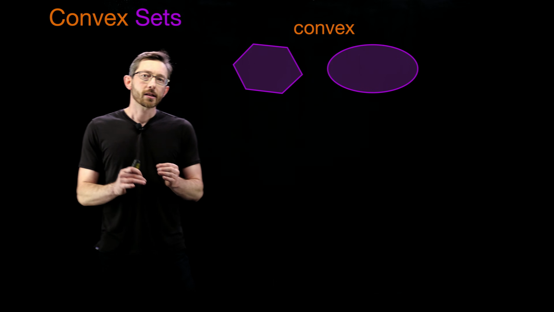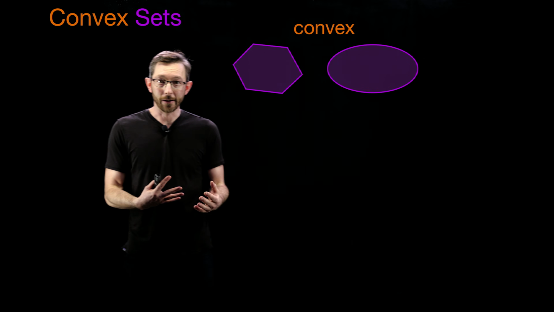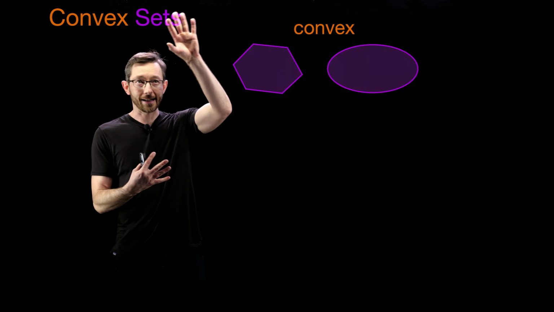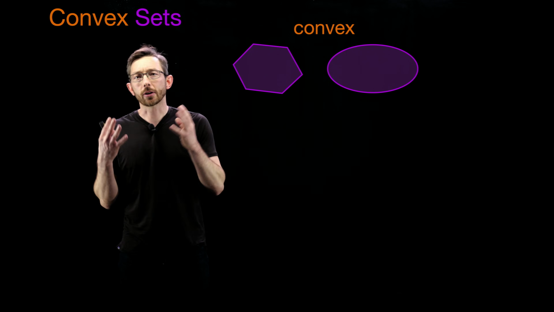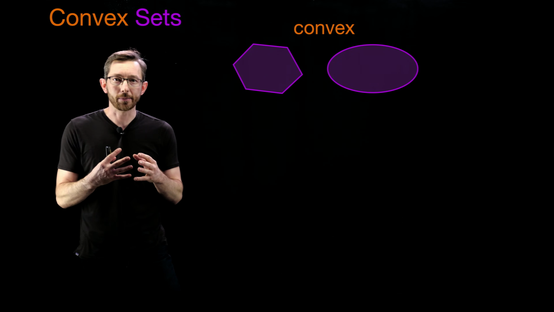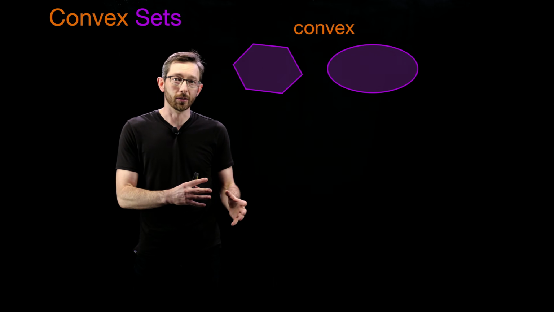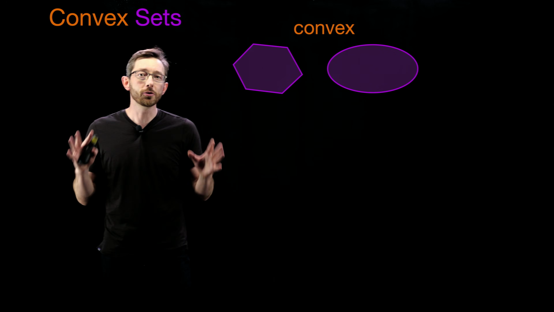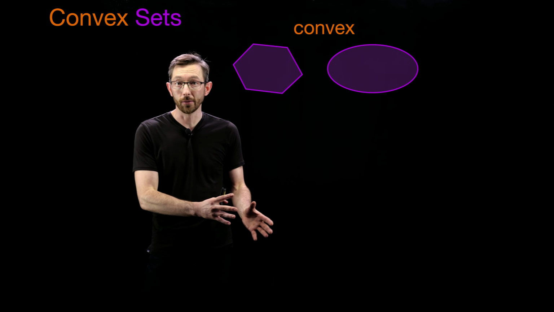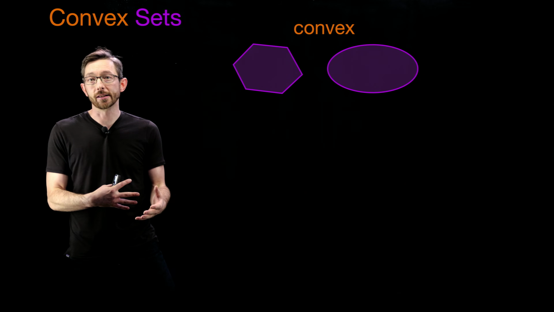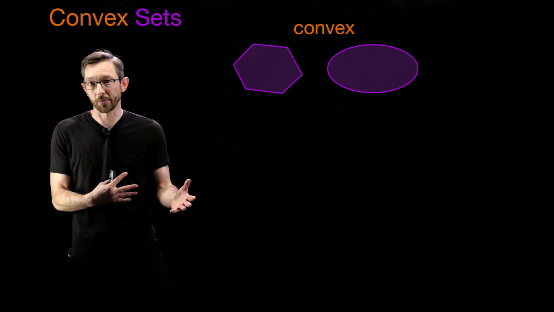Welcome back. So we're talking about convexity, and in particular, convex sets today. Convexity is a key concept in optimization theory. If we have a convex optimization problem, then there is a huge wealth of techniques to solve those problems, and they're much easier to solve than non-convex optimization problems.